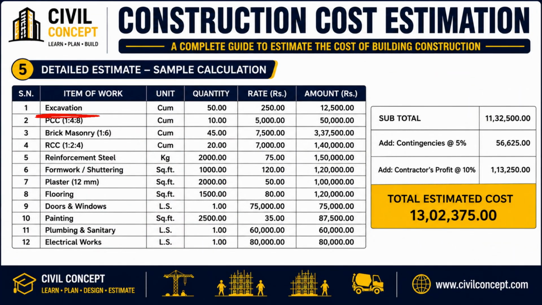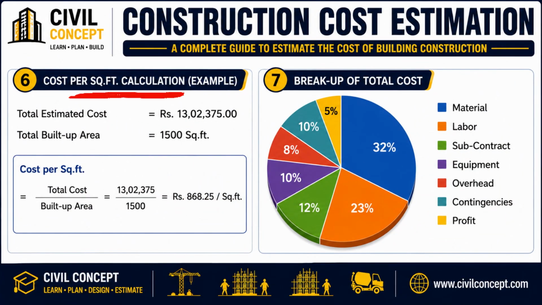Suppose we have excavation, PCC, brick masonry, RCC work, reinforcement steel, plaster, flooring, painting, plumbing, and electrical works. After calculating the quantity and rate of each item, the total subtotal becomes 11,32,500 rupees. Adding 5% contingencies gives 56,625 rupees. Adding 10% contractor profit gives 1,13,250 rupees. Therefore, the total estimated construction cost becomes 13,02,375 rupees.